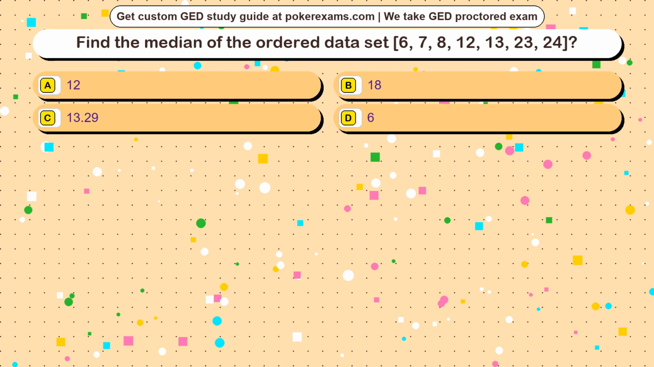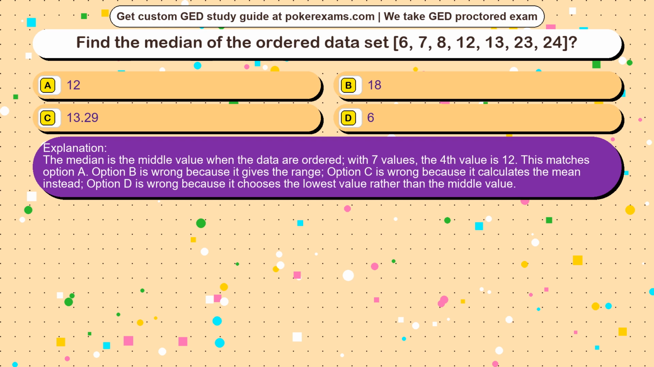The correct answer is option A. The median is the middle value when the data are ordered. With 7 values, the fourth value is 12. This matches option A. Option B is wrong because it gives the range. Option C is wrong because it calculates the mean instead. Option D is wrong because it chooses the lowest value rather than the middle value.